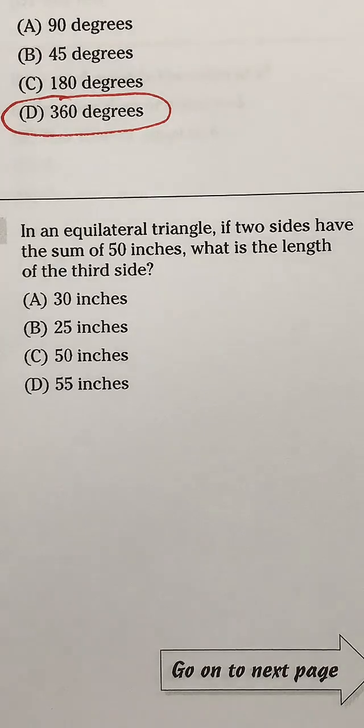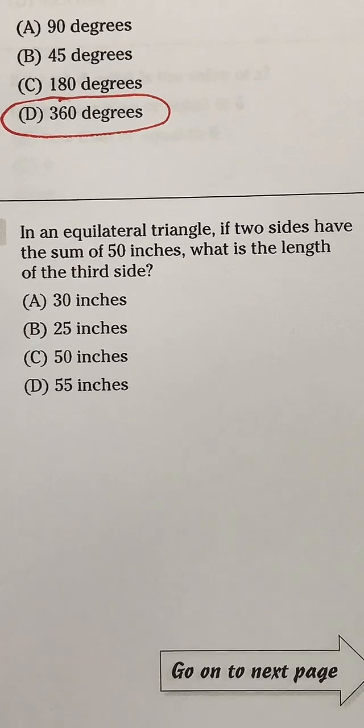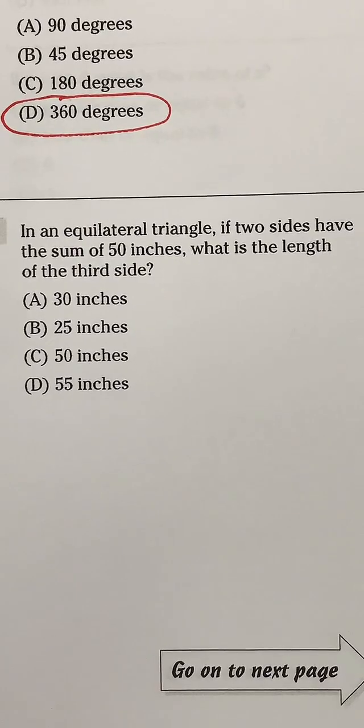Okay. So in an equilateral triangle, if two sides have the sum of 50 inches, what is the length of the third side? Is it A, 30 inches, B, 25 inches, C, 50 inches, or D, 55 inches? Okay, a whole bunch of C's.